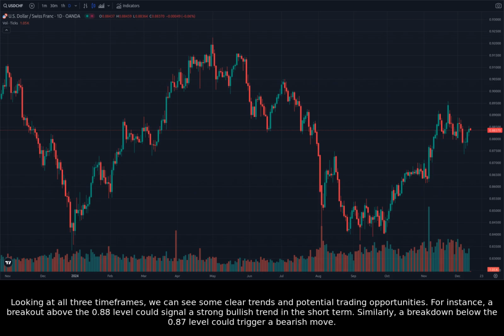Looking at all three timeframes, we can see some clear trends and potential trading opportunities. For instance, a breakout above the 0.88 level could signal a strong bullish trend in the short term. Similarly, a breakdown below the 0.87 level could trigger a bearish move.